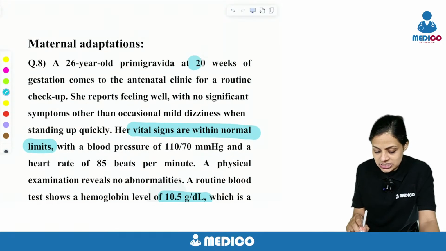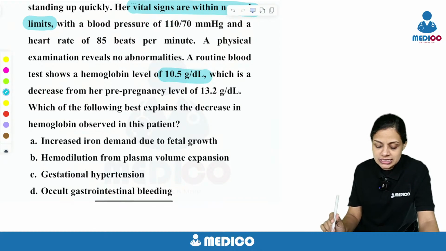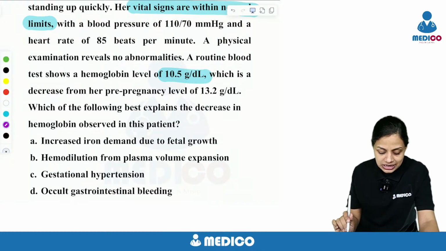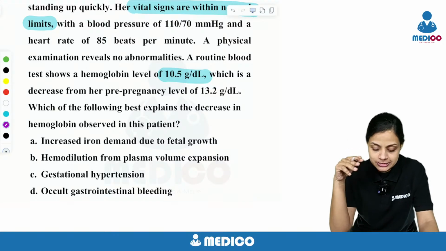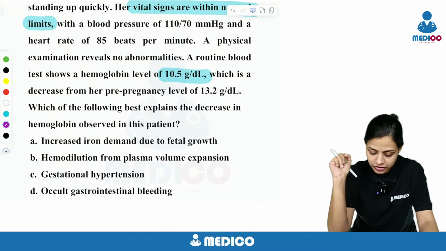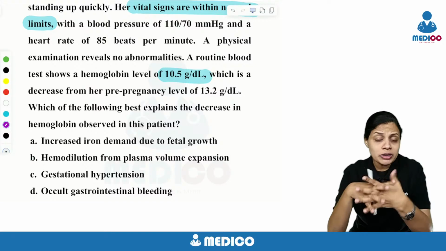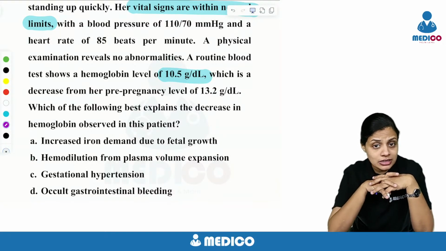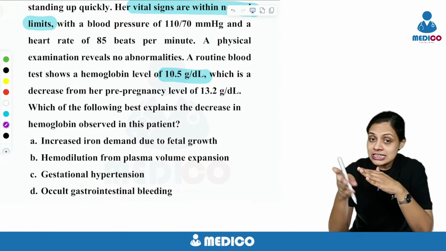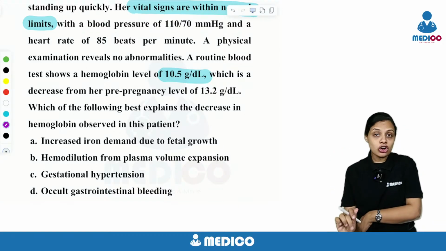What is her gestational age? She is 20 weeks. The hemoglobin of 10.5 is a decrease from her pre-pregnancy level of 13.2. Which of the following best explains the decrease in hemoglobin observed in this patient? She is in the second trimester of pregnancy. Is 10.5 anemic in the second trimester? No. The cutoff for anemia in pregnancy is 11 in the first and third trimester and 10.5 in the second trimester. So she is not anemic.